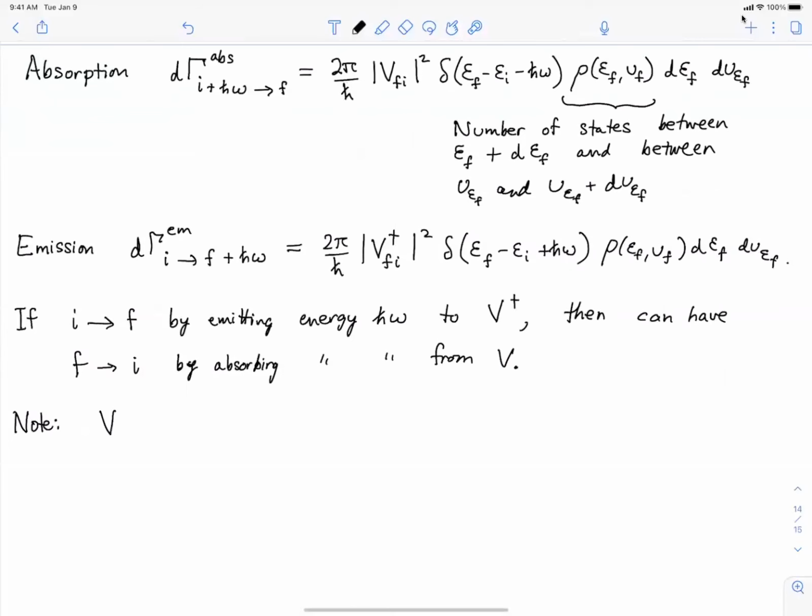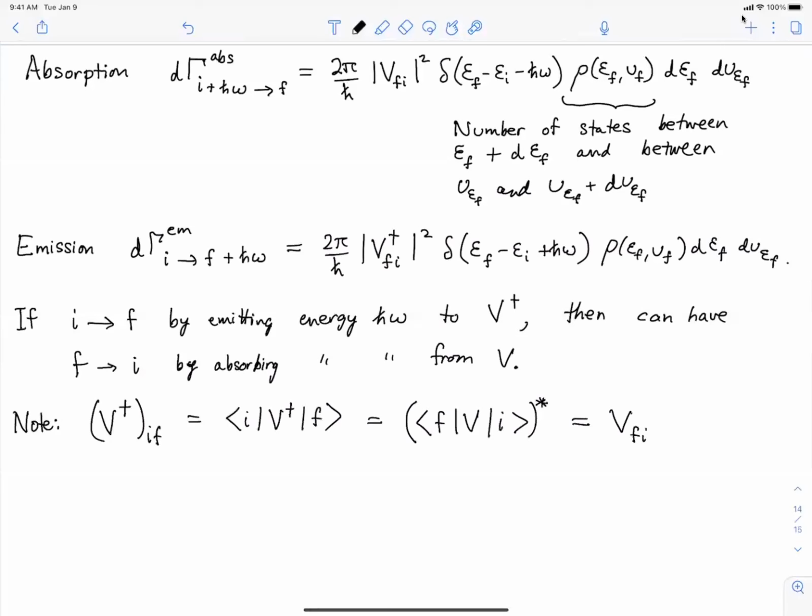So in one process, I need to know this matrix element, V dagger IF. And just as a reminder, this is just shorthand notation for I V dagger F as a matrix element. Okay, but now using the rules for taking Hermitian conjugates, I can rewrite this as F V without the dagger I complex conjugate. And so that's VFI star.